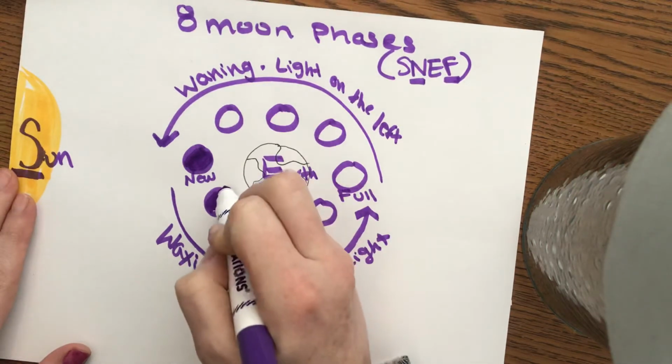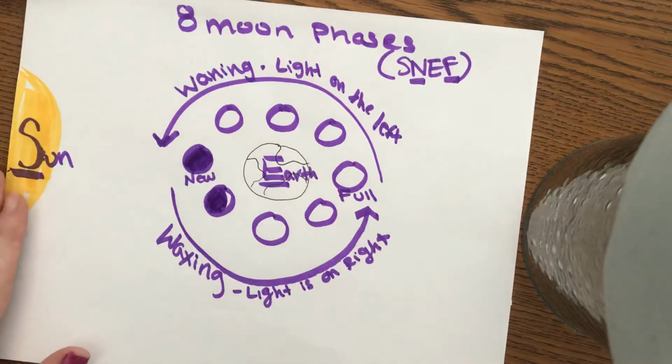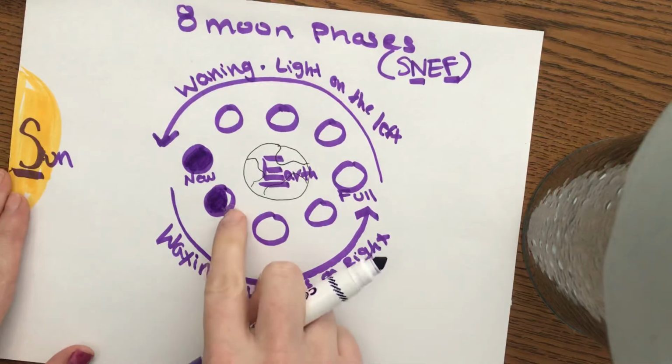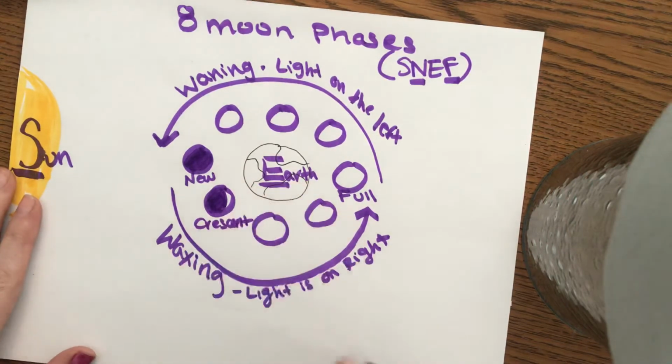Kind of like the word croissant, if you guys have ever eaten a croissant. It's just like a small C, or some people call it a toenail shape. So we just have a tiny bit here. So this is our crescent moon.